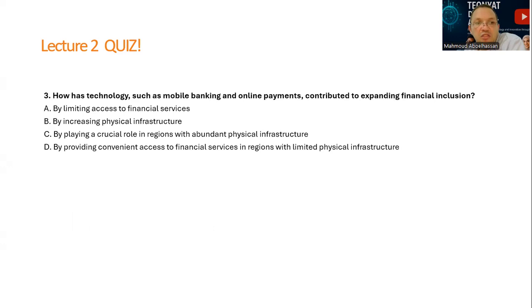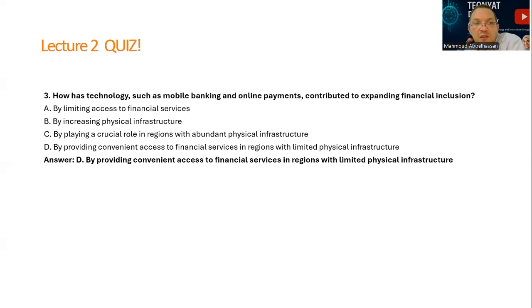How has technology such as mobile banking and online payments contributed to expanding financial inclusion? By limiting access to financial services, by increasing physical infrastructure, which plays a crucial role in regions with abundant physical infrastructure, or by providing convenient access to financial services in regions with limited physical infrastructure. Yes, the answer is D.